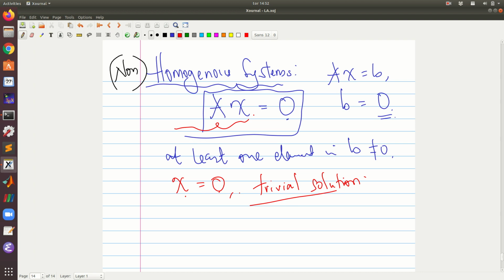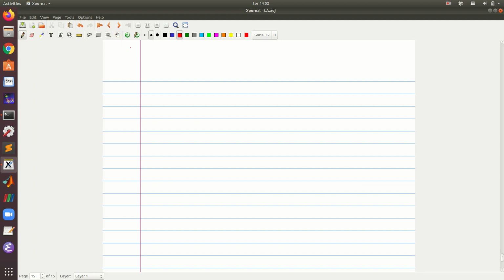Now we may be interested in knowing: are there solutions other than the trivial solution? Well, I'll say that yes, they are there. So if so, how can we best describe them? As usual, we shall start with our Gaussian elimination, and then we see how we can best describe some of these solutions to the homogeneous system. Let me explain with a simple example.